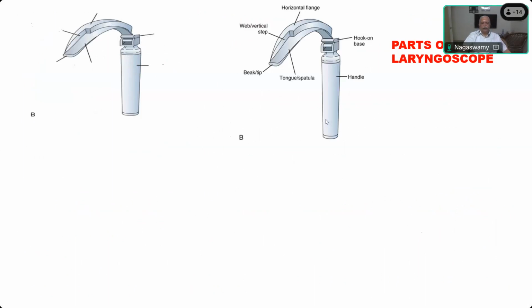So this is the handle with a space for battery. This is called the hook on base. So you can just slide it in and fix it. Earlier it used to be a hole and a screw, earlier versions, but later on it was modified for easy fixation, what is called the hook on base. Then you have the vertical step, this is a flange. This is called the beak tip. You will always find there will be a small rounded beak tip so that you don't cause any injury. And this is the tongue blade or the spatula. So all these things are the parts which can be sometimes asked.